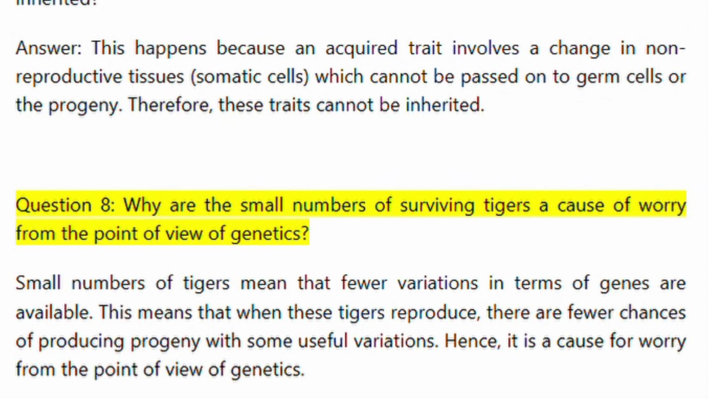Question 8. Why are the small numbers of surviving tigers a cause of worry from the point of view of genetics?